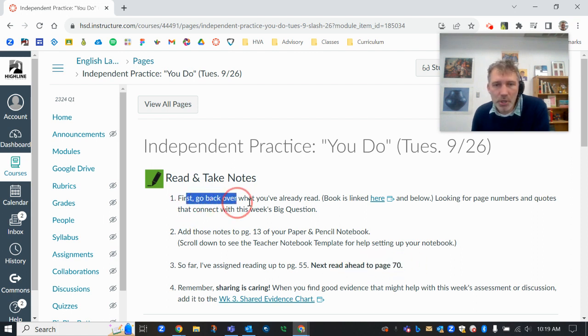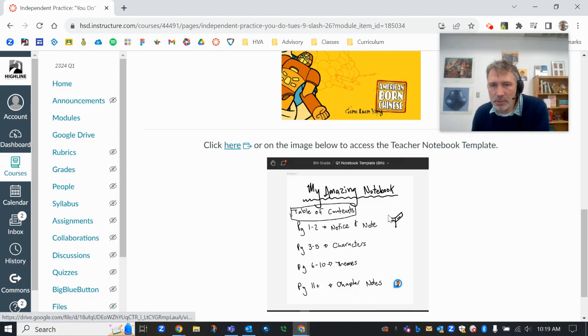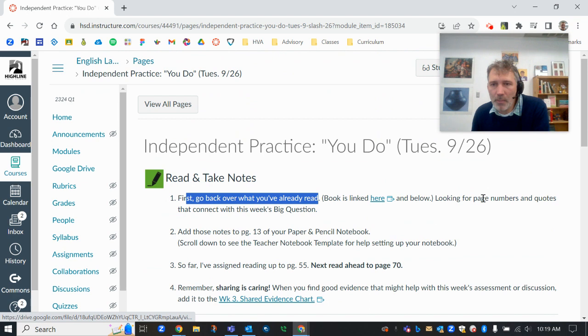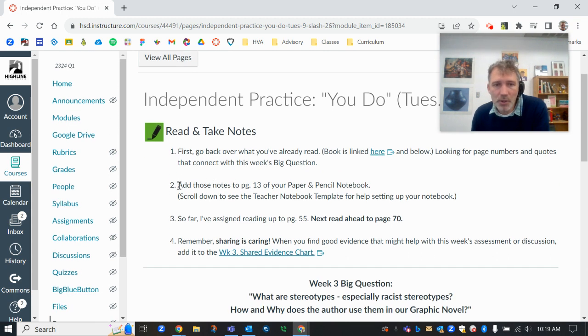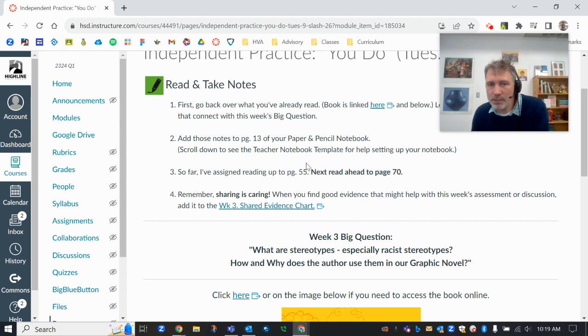But first, I want you to go back over what you've already read. The book is linked here. It's also linked here. And I want you to look for page numbers and quotes that connect with this week's big question. We're going to do this a little bit together during the guided practice. And then I want you to add those notes to page, oh, it might be page 12 or 13 of your paper and pencil notebook. And let me show you what that looks like.